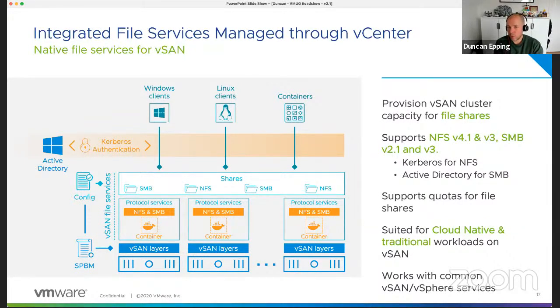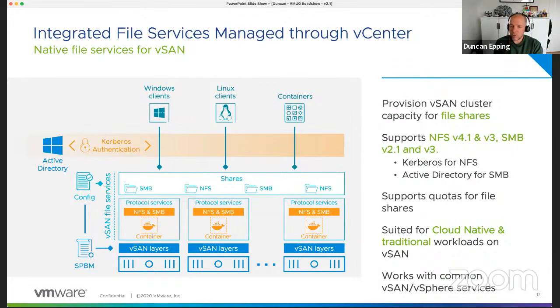We introduced support for NFS version 4.1 and NFS version 3. With 7.0 update 1, we've actually introduced support for SMB version 2.1 and version 3 as well. And on top of that, we've also introduced support for authentication for NFS via Kerberos and SMB through Active Directory. So if you're one of those customers that requires authentication, make sure to look into vSAN 7.0 update 1.